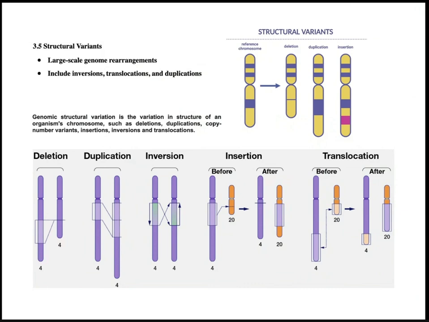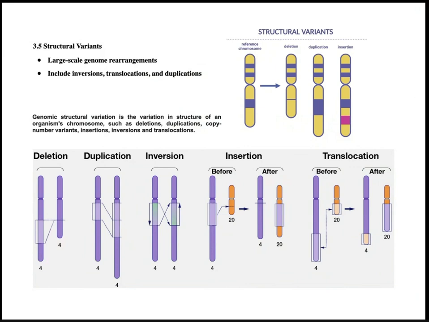So here you can see this is the reference chromosome in this top figure. After deletion, the chromosome is slightly reduced in size, but after duplication, it is increased. Then there is insertion, which again changes the structure of that specific chromosome with respect to the reference unit. So structural variants or variations could include deletion, duplication, inversion, insertion, and translocation.